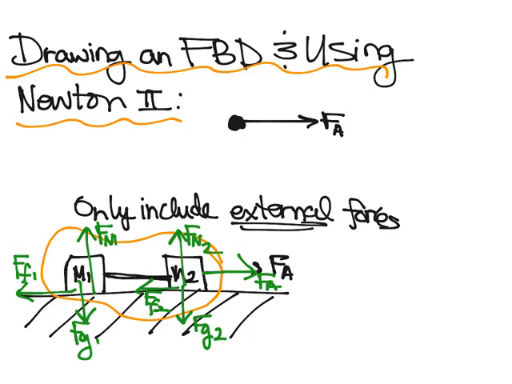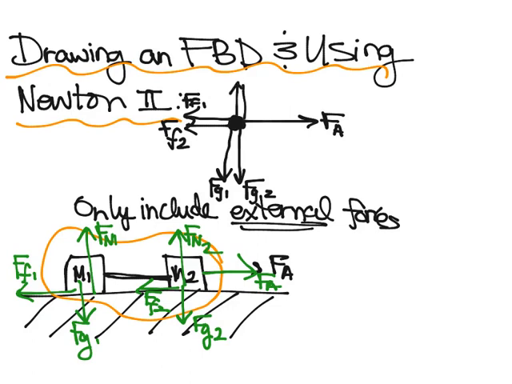Okay, downwards I have both, and you're going to draw these as separate arrows, both FG2 and FG1, because gravity is pulling down on both of them. To the left, I have two friction forces, FF1 and FF2. And then upwards, I have two normal forces, FN1 and FN2. By the way, these little 1s and 2s just correspond to the masses of the blocks.